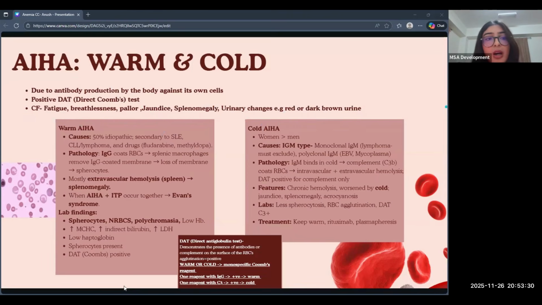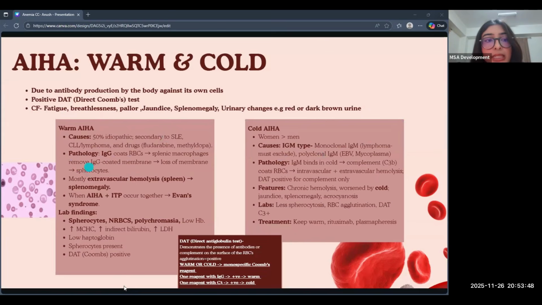Now, there's two types of autoimmune hemolytic anemia. There's warm, which can happen at 37 degrees, or it can be cold at 4 degrees. Now, what can be the cause of a warm AIHA? So it could be idiopathic, secondary to SLE, and so on.